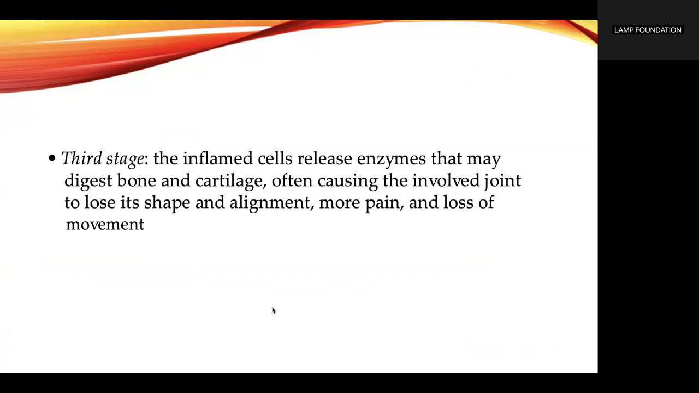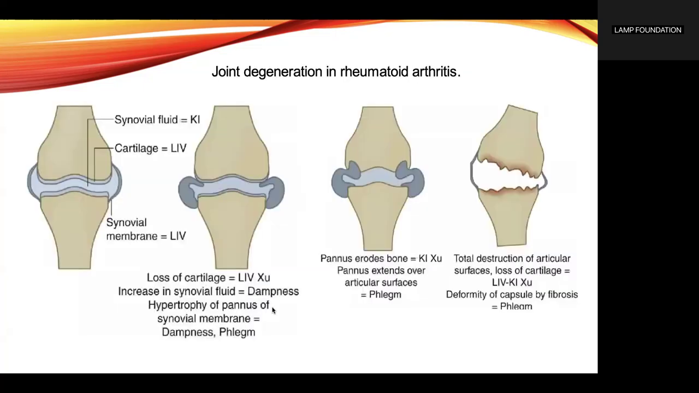Third stage, the inflamed cells release enzymes that may digest bone and cartilage, often causing the involved joint to lose its shape and alignment, more pain, and loss of movement. So we now have here the joint degeneration that occurs in rheumatoid arthritis.